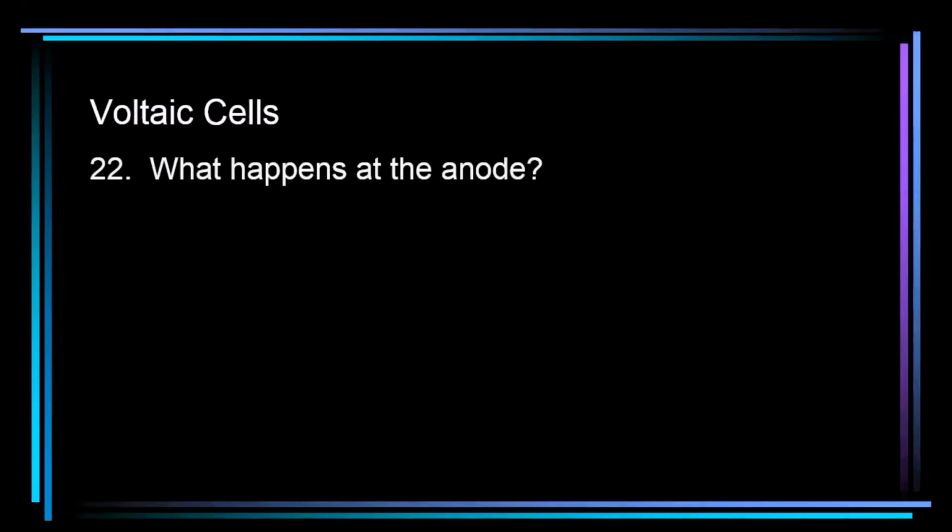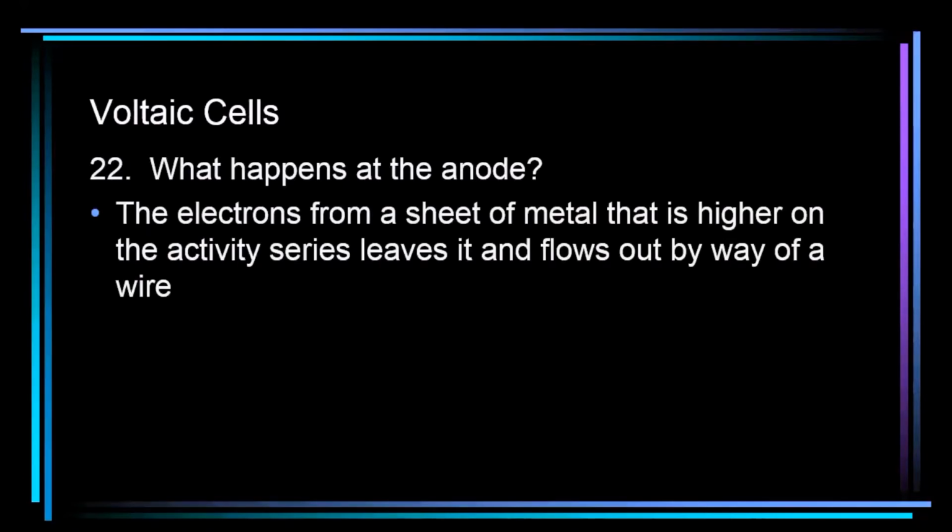So, what happens at the anode? What acronym did I ask you to remember? Red cat. So, if reduction happens at the cathode, at the anode, oxidation. Electrons from a sheet of metal that is higher on the activity series leave it and flow out by way of the wire.